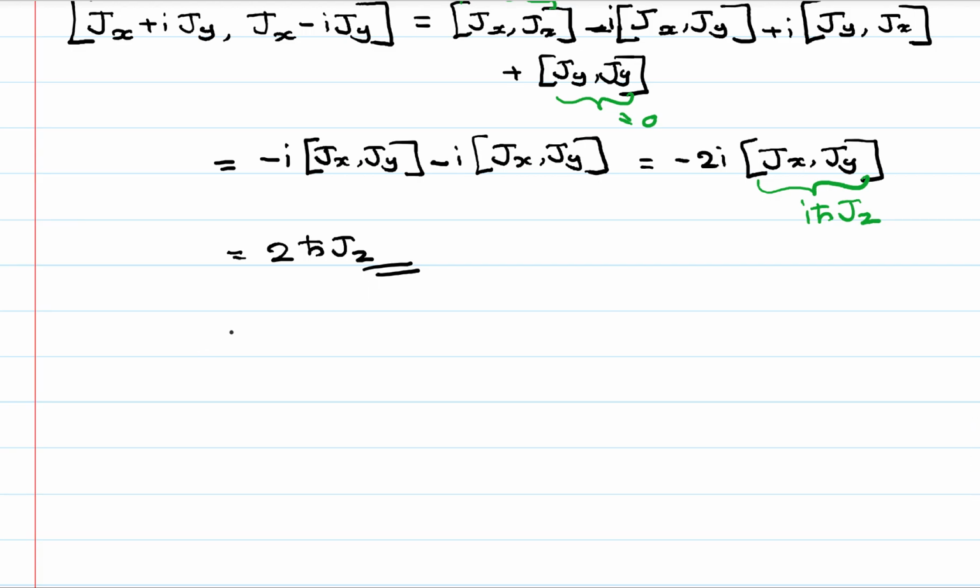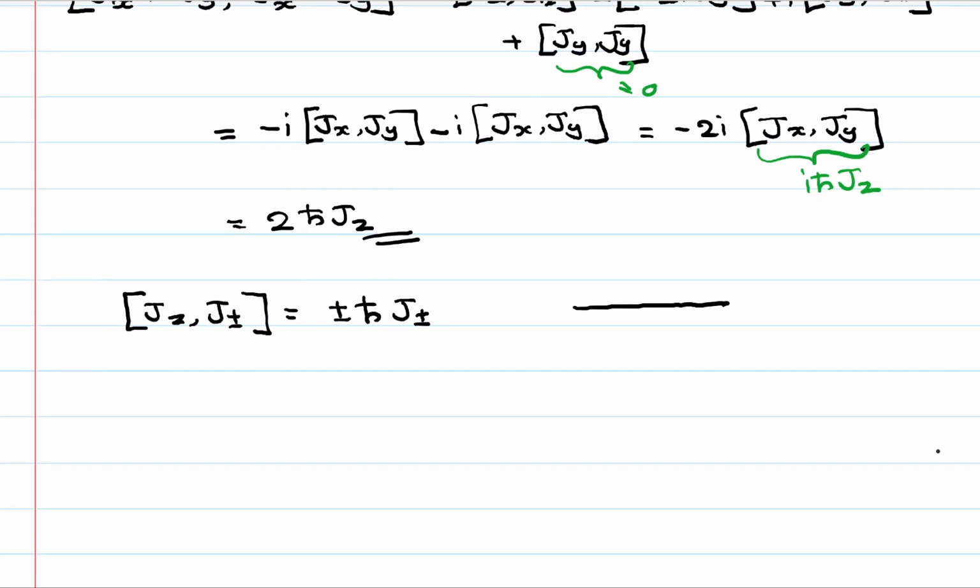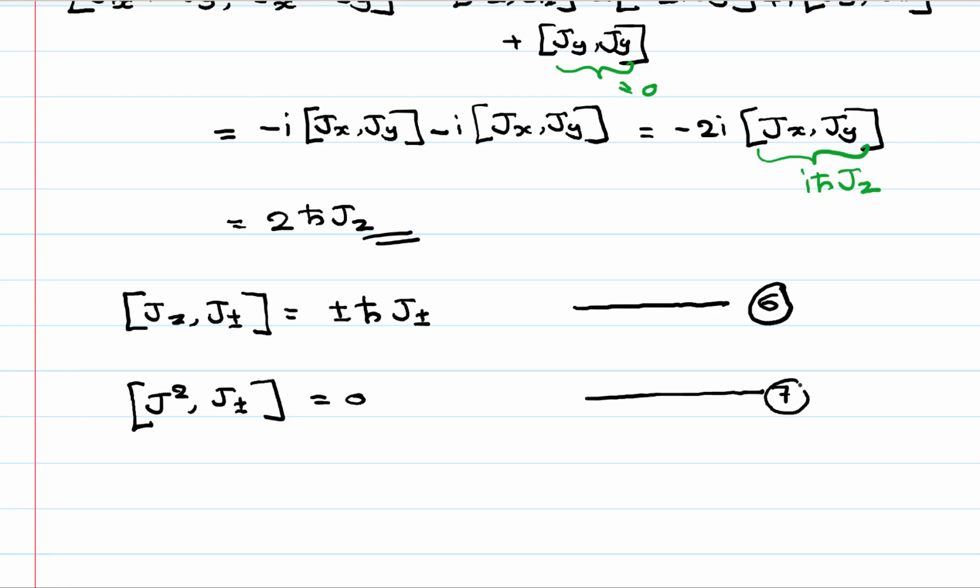The next one is another identity by the commutator: [Jz, J±] = ±ħ J±. This is equation number 5. After 5 it is equation number 6. Also we have J² J± = 0. This is equation number 7.